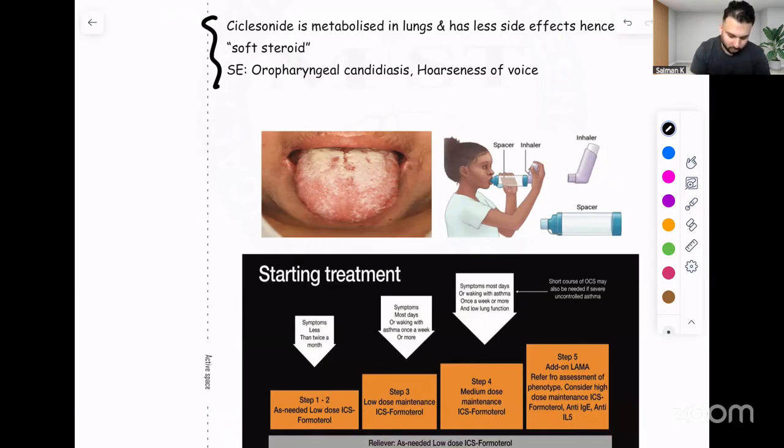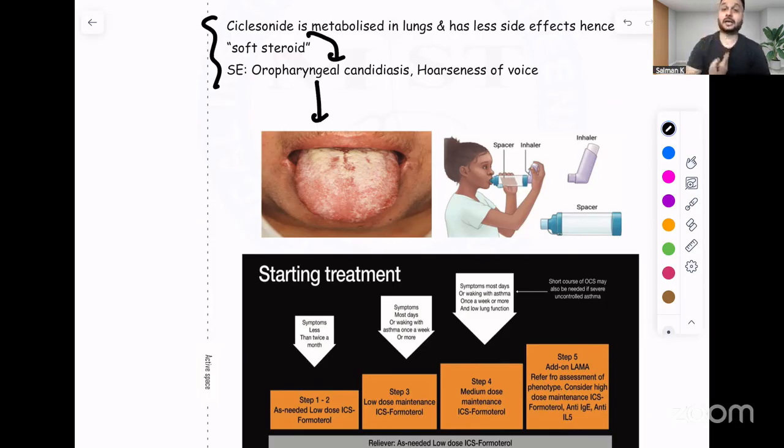It will not cause this side effect that you see here. All steroids cause this side effect, oropharyngeal candidiasis. Ciclesonide will not cause that side effect. Why? Because it's an inactive drug, it's a prodrug. So when I put the ciclesonide in my mouth, it is a prodrug, it's not active, it's not causing any effect. So it will not cause side effect also.